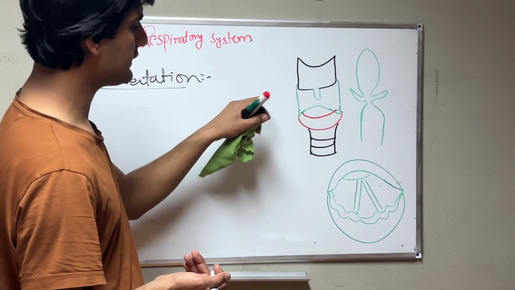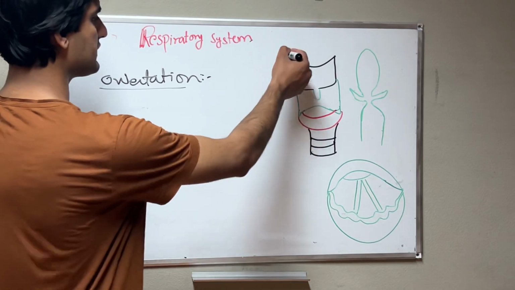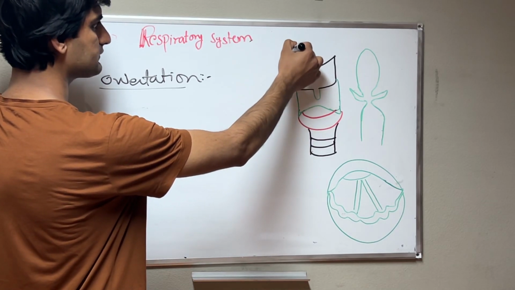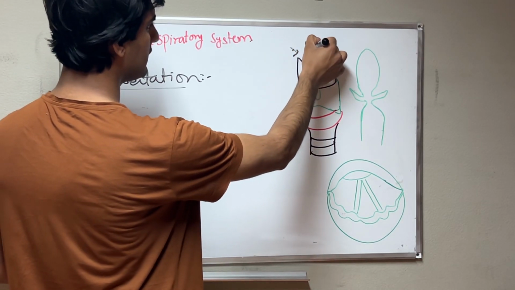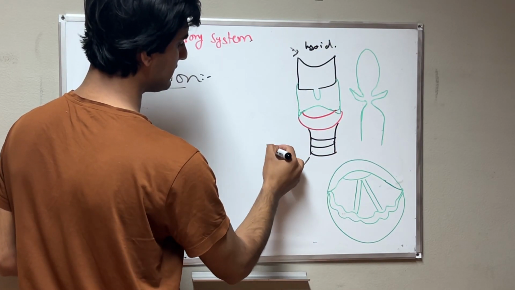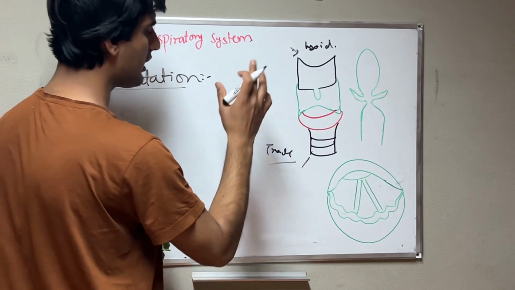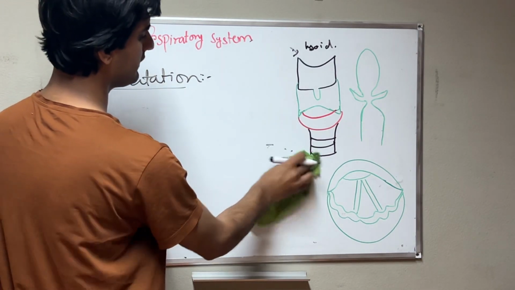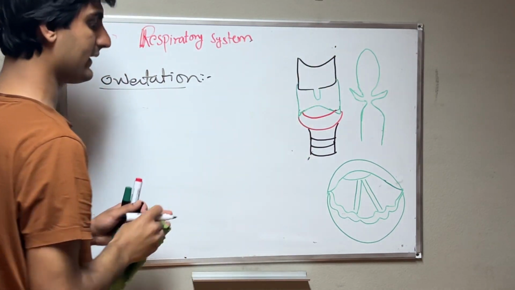Now the location. If you talk about the location of the larynx, here we have the hyoid bone, and here we have the trachea. This is the trachea. It means the location of the larynx is between the hyoid bone and the trachea.